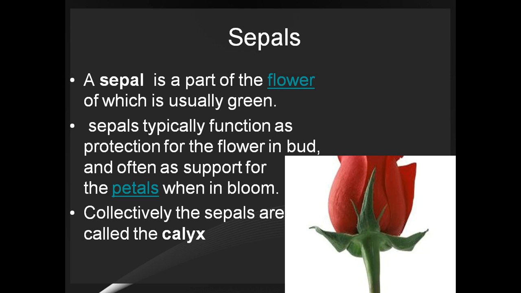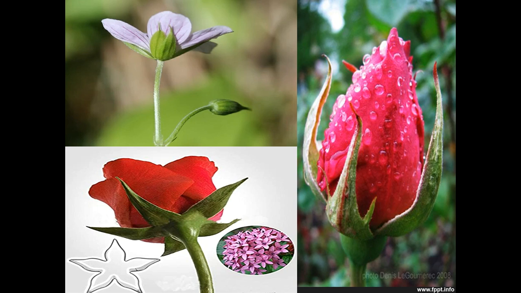Sepals. A sepal is a part of a flower which is usually green. Sepals typically function as protection for the flower in the bud condition and often as support for the petals when in bloom. In the picture you can see the green leaves of the flower below the red leaves. Collectively the sepals are called the calyx.